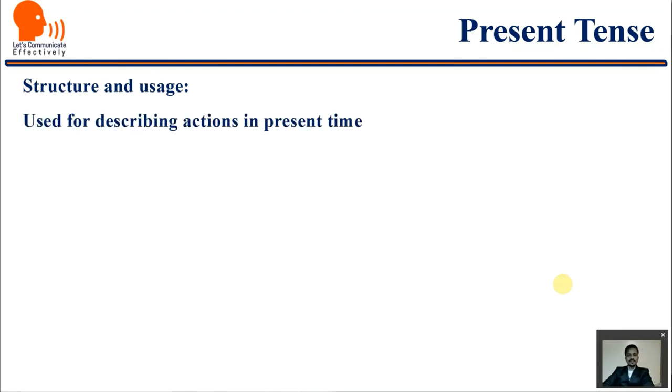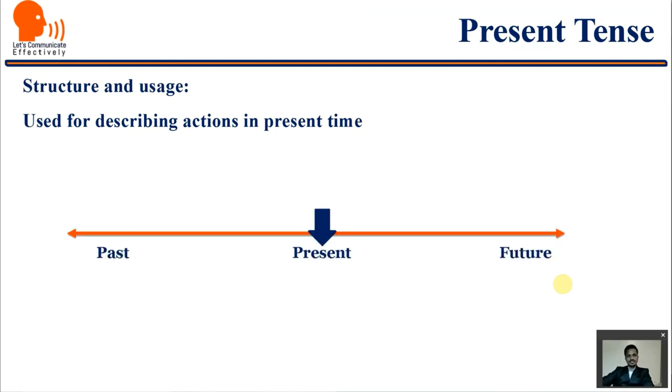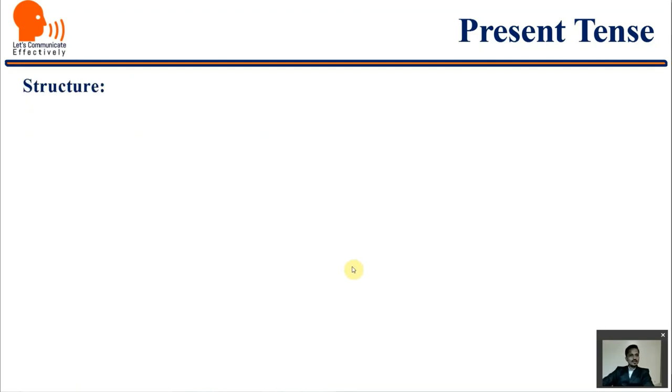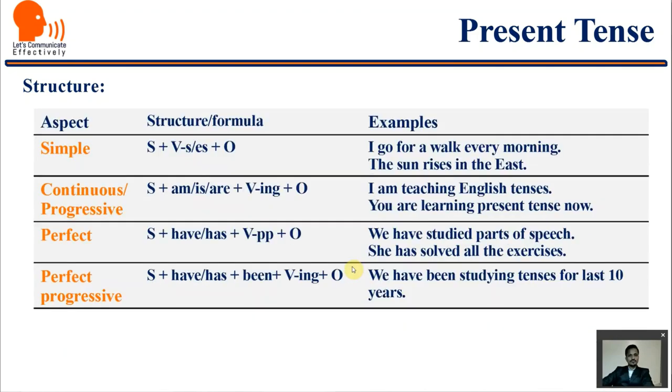So simply, present tense is used for describing actions in present time. Now, this is the simplest way, I think, to know about present tense. If this is referred to as past, this is future, and present is here, the current time. Right? Let's move further. The structure of all tenses and aspects in present tense: aspect, structure, formula, and one example I have put here.